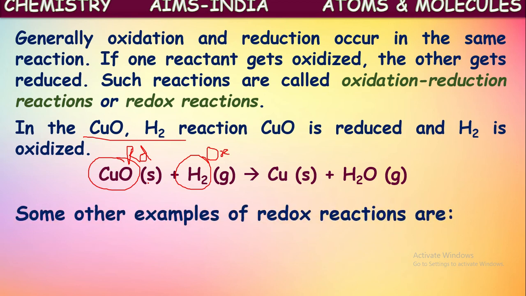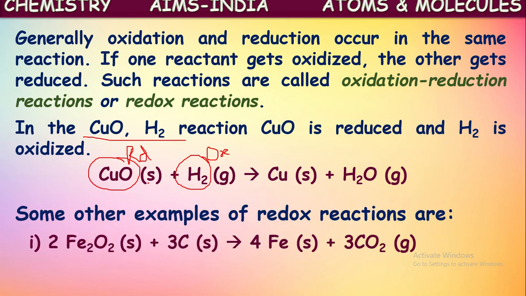Let us see some other examples of redox reactions here. Iron oxide on reaction with carbon forms iron and carbon dioxide. This is an example of a redox reaction because here iron oxide loses oxygen, so it undergoes reduction. And carbon gained oxygen, so it undergoes oxidation. So it is a redox reaction.